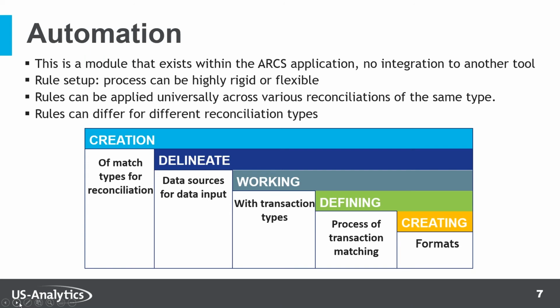You're setting up rules that can be either highly rigid or highly flexible. And again, you'll want to weigh the pros and cons there. You want something that's more rigid for a higher risk account, something like cash. You don't want flexibility, and you don't want the system to automatically reconcile that for you. However, there will be other accounts where you'll just want it to go ahead and check the boxes and reconcile for you. These rules can be applied universally across various reconciliations of the same type.